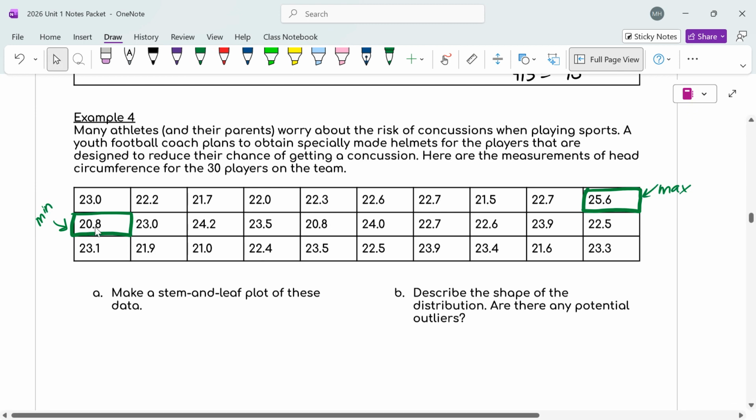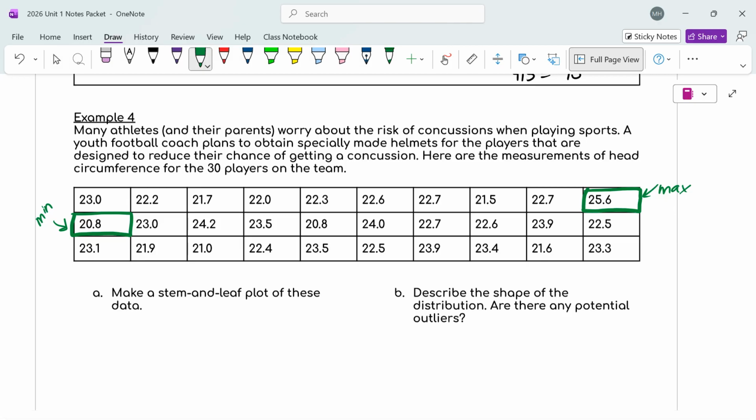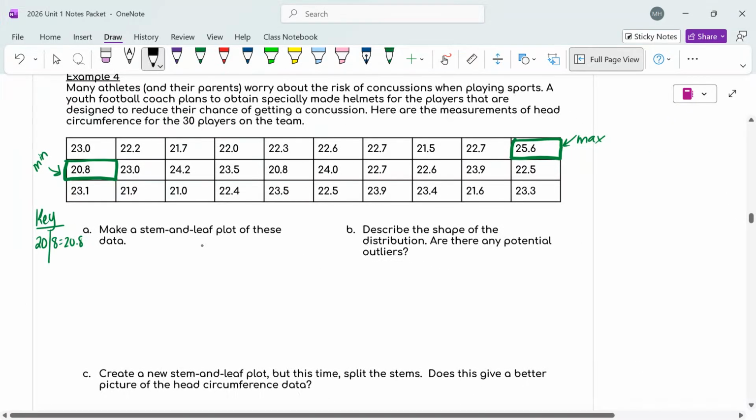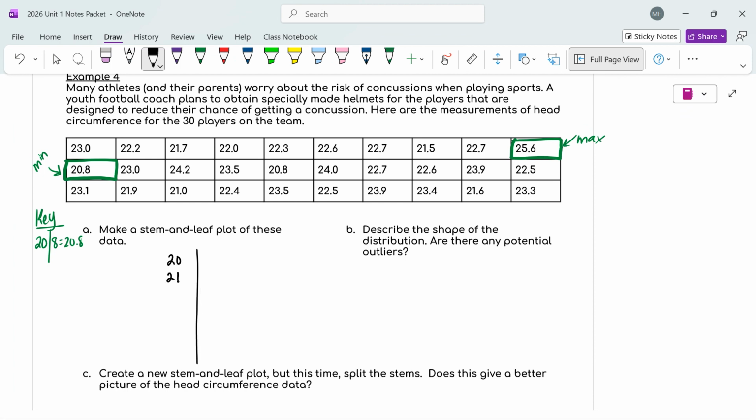So I noticed that I need to go from 20.8 to 26.5 and all the numbers in between, which makes me think that maybe I want to have a stem and leaf plot where my key is a decimal. We'll show it like so: 20 line 8 equals 20.8. So let's make a stem and leaf plot. Since I need to go from 20 to 25, I'm going to have my stems 20, 21, 22, 23, 24, 25.